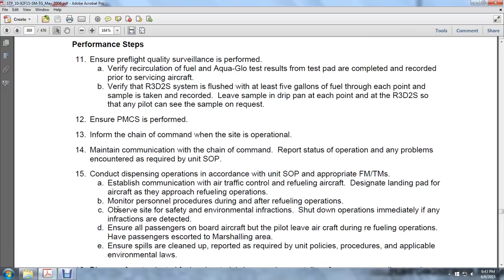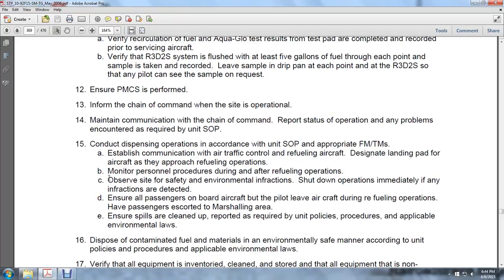Maintain communication with the chain of command. Report the status of operations and any problems encountered as required under the unit standard operating procedure. Conduct dispensing operations in accordance with standard operating procedures, appropriate field manuals, and technical manuals. Establish communication with air traffic and the refueling aircraft, designating the landing pad for the aircraft as they approach for refueling operations.